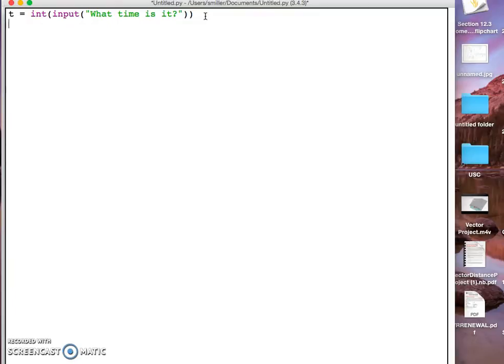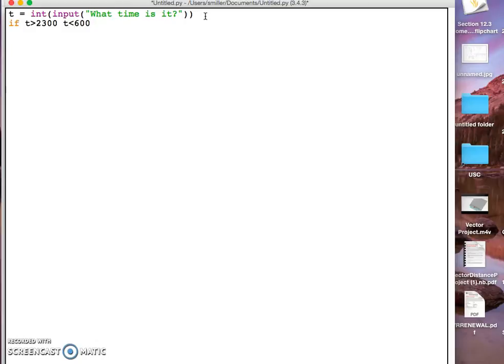Well, the way we do a test like that is to use the if command, right? And the if command lets us make decisions. Now, I want to test this t variable using a relational operator. I want to say, hey, if t is greater than 2300, right, so 11 o'clock at night, then I want them to go to bed. But that's not the only time I want them to go to bed. I also want them to go to bed if t is less than 600, right? Now remember, 600 means 6 in the morning.